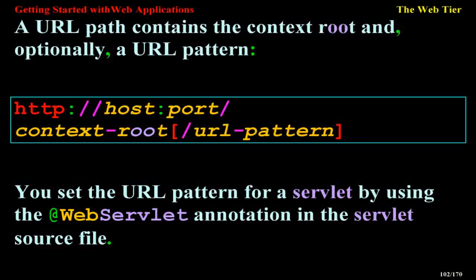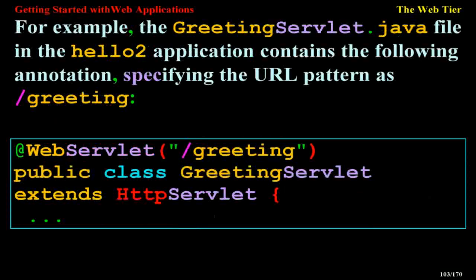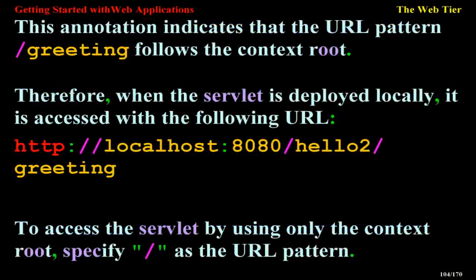You set the URL pattern for a servlet by using the @WebServlet annotation in the servlet source file. For example, the GreetingServlet Java file in the Hello 2 application contains the following annotation, specifying the URL pattern as /greeting: @WebServlet("/greeting") public class GreetingServlet extends HttpServlet. This annotation indicates that the URL pattern /greeting follows the context root.